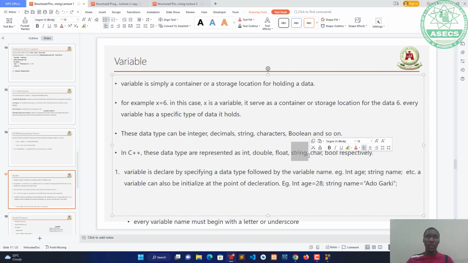String kuma shine kamar your name. Maybe a ce okay Alƙalam University Katsina is a string. Character kuma is a single one. Okay, kamar grade, sai a ce okay ya ci A a cikin structure programming course. A din nan kadai is a character.